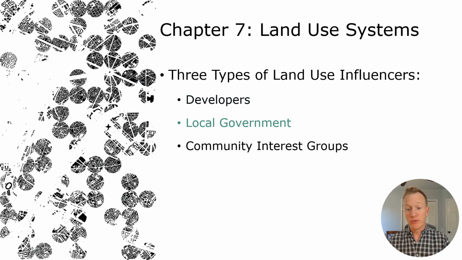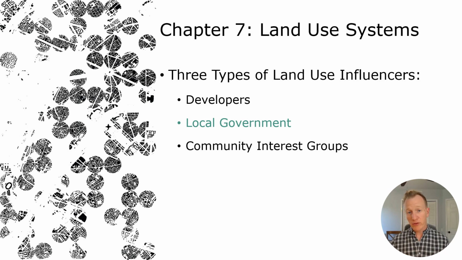So the next group that the authors talk about is local government. And the basic job of government is to manage change over time. So that management of change could involve environmental regulations. It could be to ensure that there's infrastructure. It could be to look at traffic patterns, but it's to create the basic framework of land use changes and ensure that it's mitigating or reducing impacts to the extent possible.